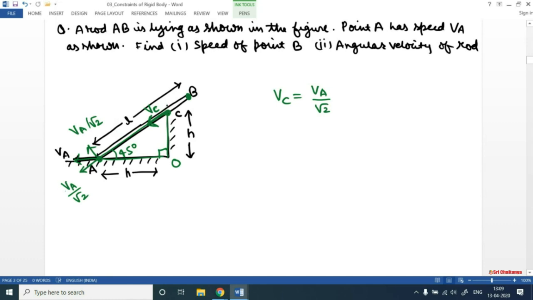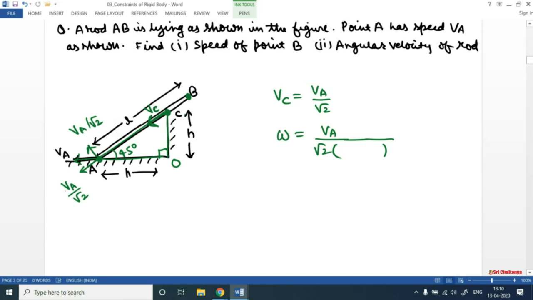And the angular velocity of this rigid body we can find out with respect to point C. So with respect to point C, omega you can find out. With respect to point C, point A is moving tangentially with velocity VA by root 2, and the separation between them.